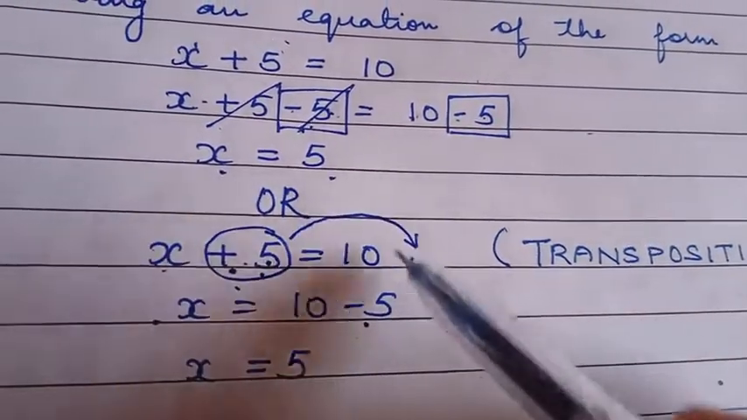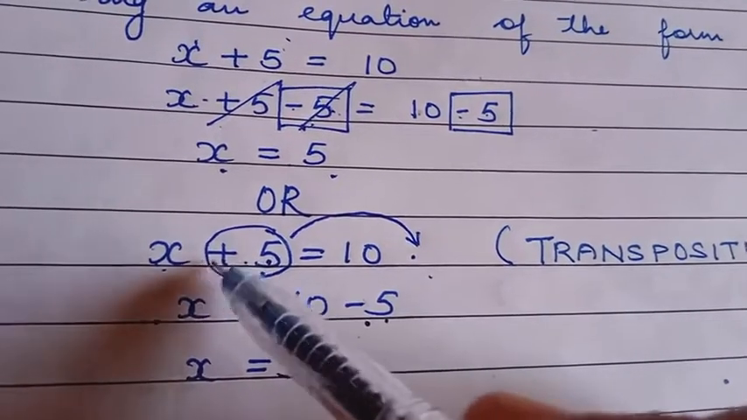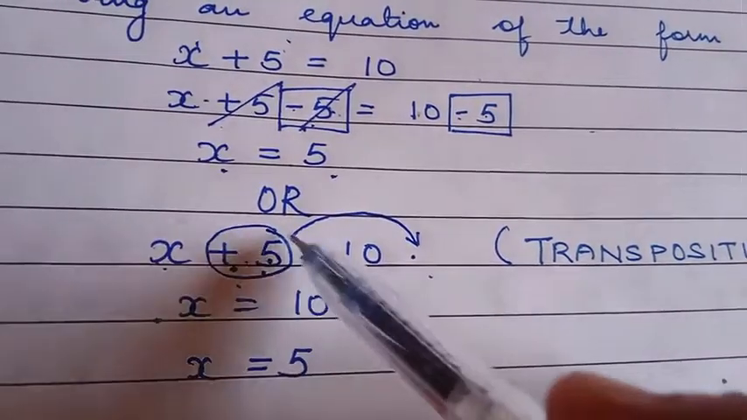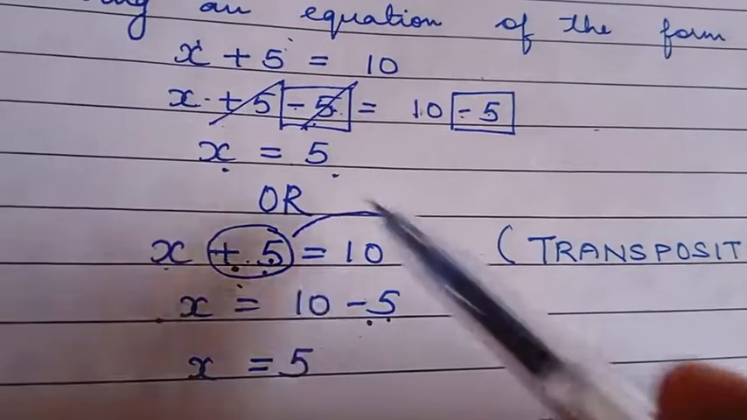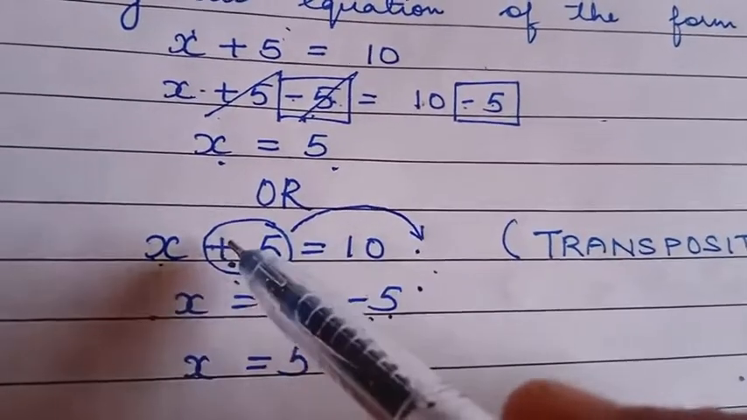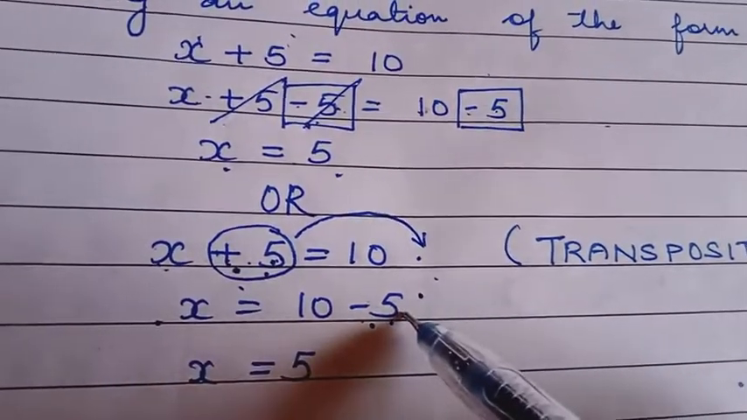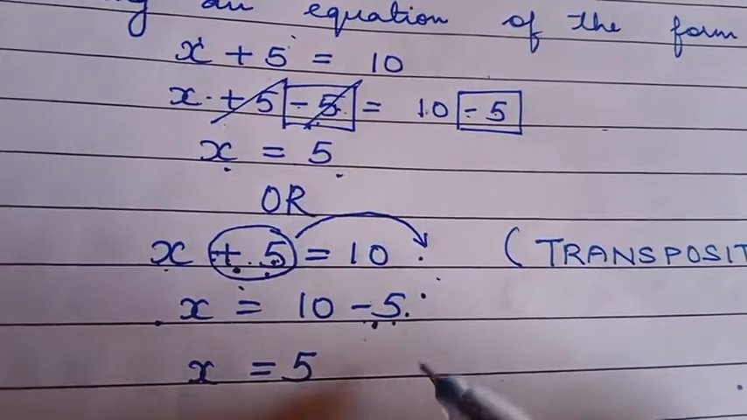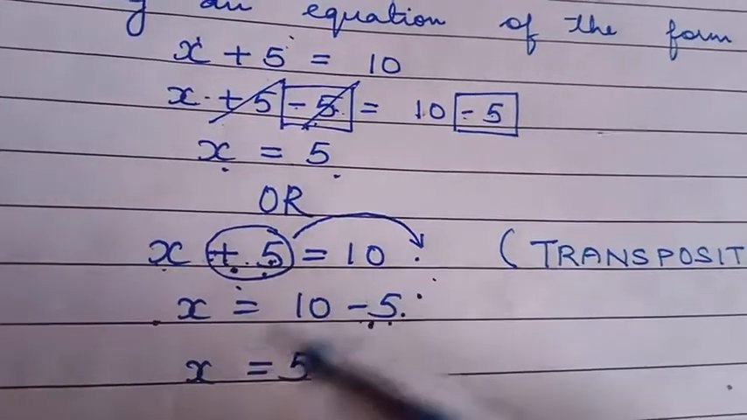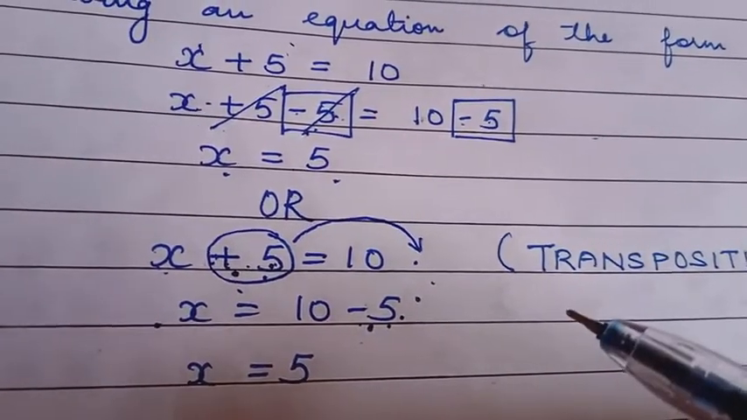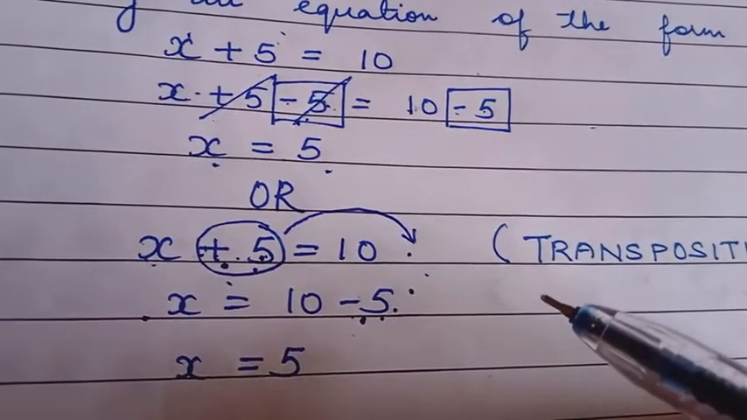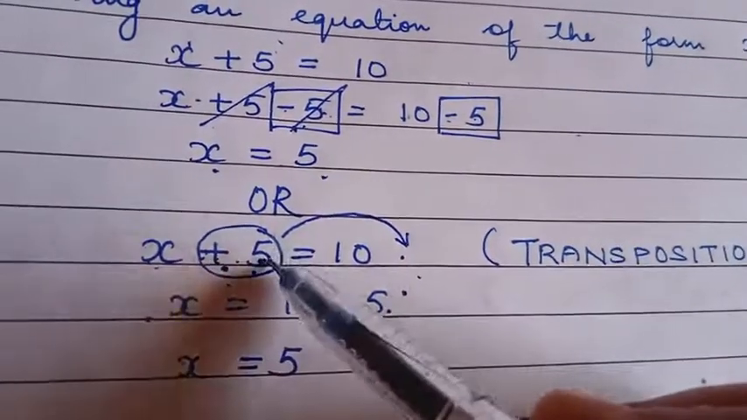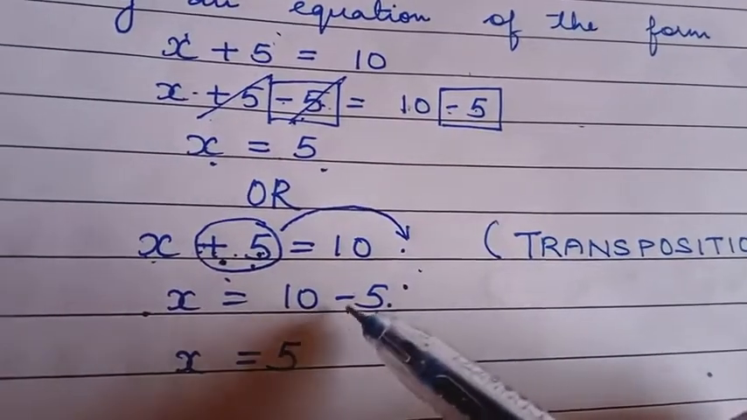Plus 5 will become minus 5 here. What I have done here is I have shifted this plus 5 to RHS, the right hand side. So plus 5 became minus 5. So plus becomes minus. Minus becomes plus. Multiply becomes division. Division becomes multiply. This we will study in time. Okay, so here plus 5 got shifted to RHS, it became minus 5.